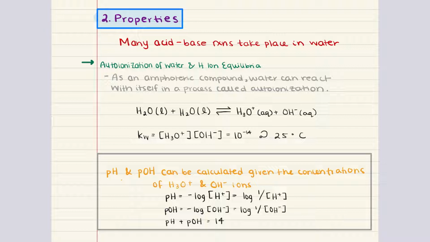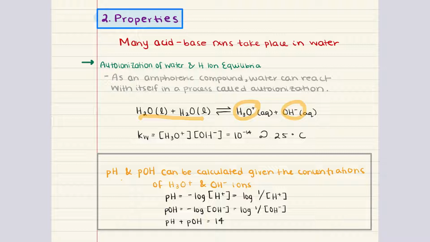So with that, the first topic of conversation here is the auto-ionization of water and hydrogen ion equilibria. Now, the auto-ionization of water, also known as the self-ionization of water, is a process where water molecules react with each other to form hydronium and hydroxide ions. Now, this reaction is really important in understanding the acidic and basic properties of aqueous solutions.